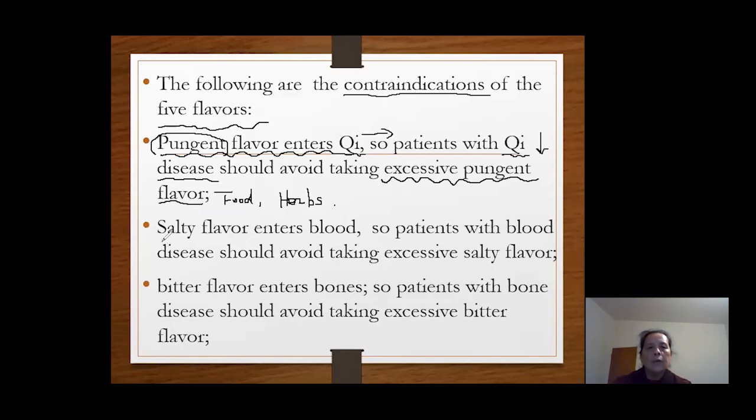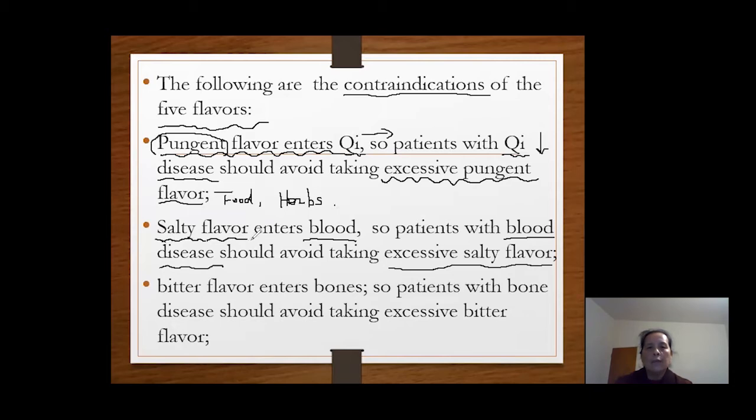And salty flavor goes to the blood. So patients with blood disorder, don't take too much salty flavor. Basically, when we're talking about herbs, salty flavor has kind of astringent functions. They make everything heavy, and it belongs to the yin part of the flavor. Pungent goes to the yang part of the flavor.